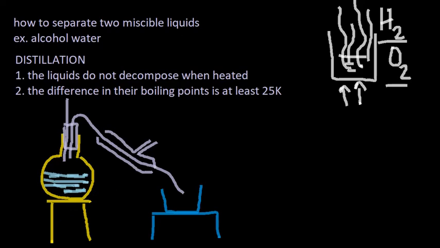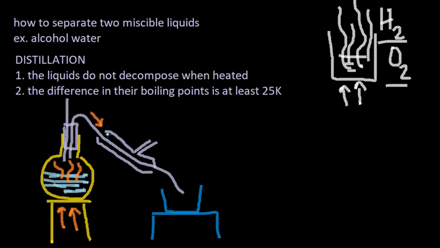Now, when the mixture of these two liquids is heated, the temperature rises, and at a certain temperature, which is about 70 to 75 degrees Celsius, alcohol present in this mixture begins to boil. So vapors of alcohol start coming out, and vapors of alcohol pass through this delivery tube, and this delivery tube passes through this condenser.